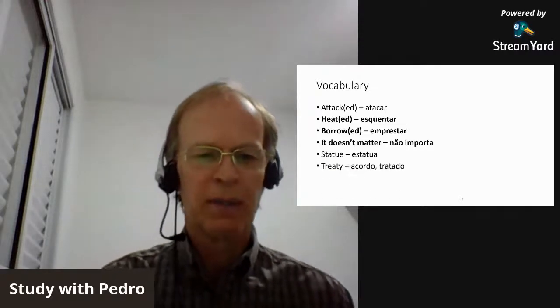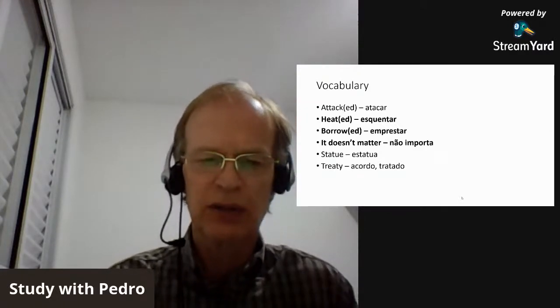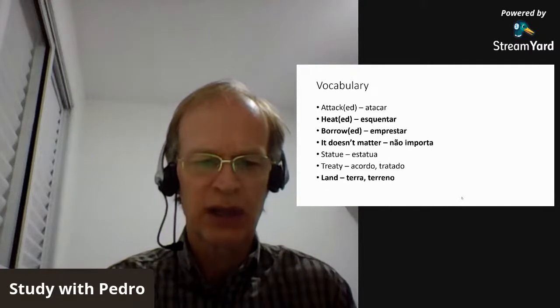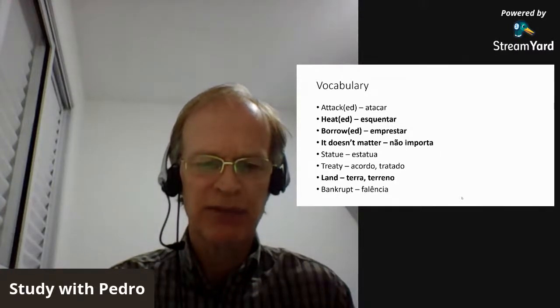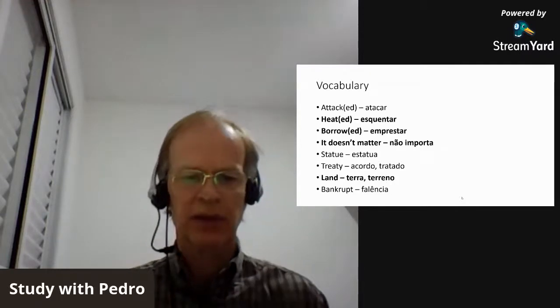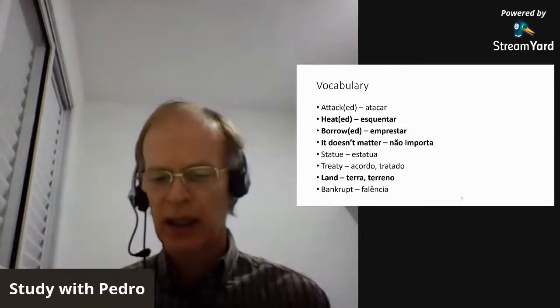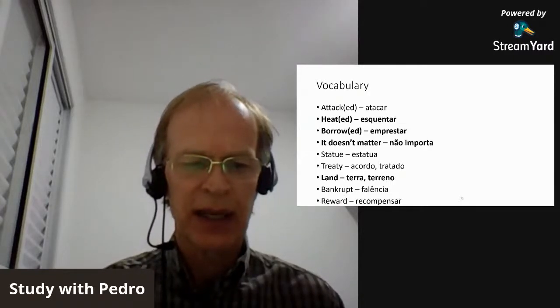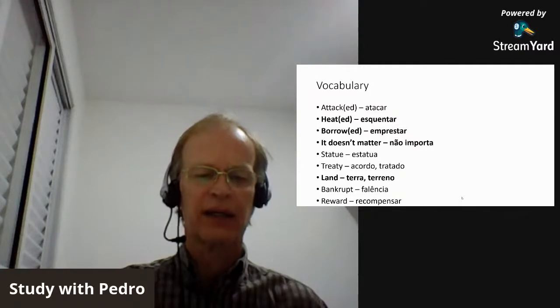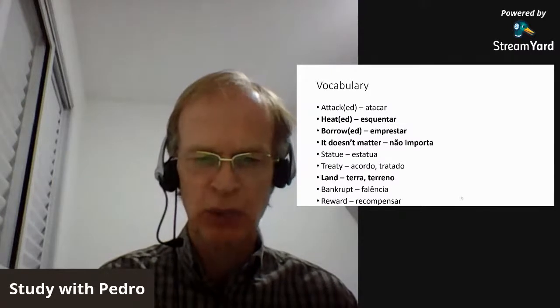Statue, estatua. And treaty is acordo o tratado. It says Google tratado. I've never seen tratado, so forgive me if that Google is wrong. And then land can be teja o tejeno. Teja o tejeno. And then bankrupt is falencia. Now, bankrupt can be a verb also, by the way. So in Portuguese, I believe you say in falencia. Somebody goes bankrupt. They're in falencia. And reward, recompensar. Recompensar. Então, it's the opposite of punish. You know, punish is punir.